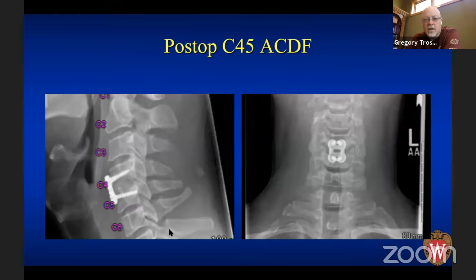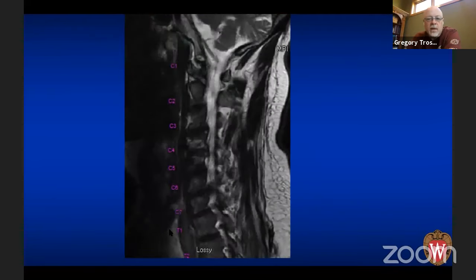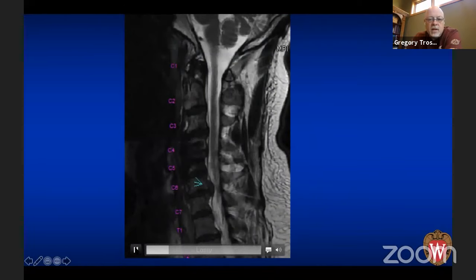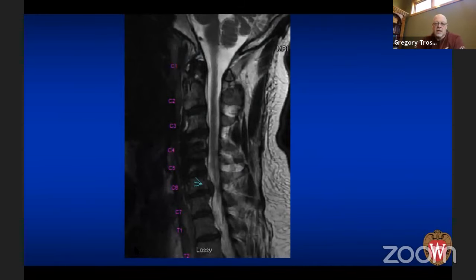All right, so he was doing fine, and then developed some C7 radiculopathy. He's had a previous 4-5 fusion that looks good, and now he has this disc herniation at C6-7. And this is a bit of an issue.